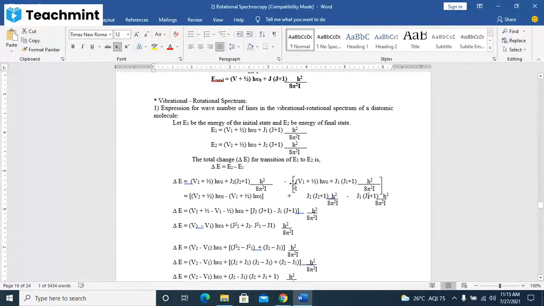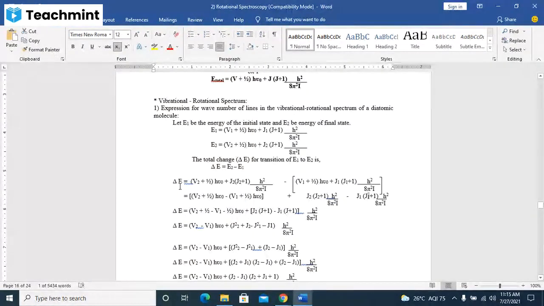Why is the square bracket here? Because the minus sign is there and inside that the plus sign is there. Then once you simplify this bracket, we can collect this v h nu 0 term to one side, V2 plus half h nu 0, minus V1 plus half h nu 0, plus, why is the plus there? See, we have taken this minus, therefore plus J2 in bracket J2 plus 1 h square upon 8 pi square I minus J1 in bracket J1 plus 1 h square upon 8 pi square I. Okay, now delta E is equal to V2 plus half minus V1 minus half h nu 0.